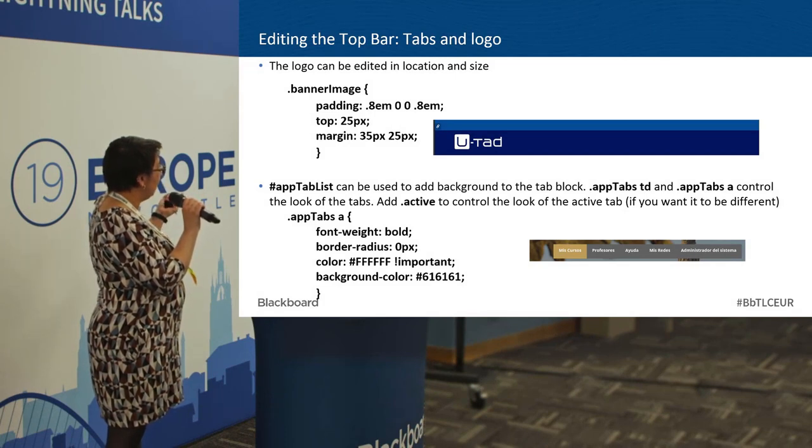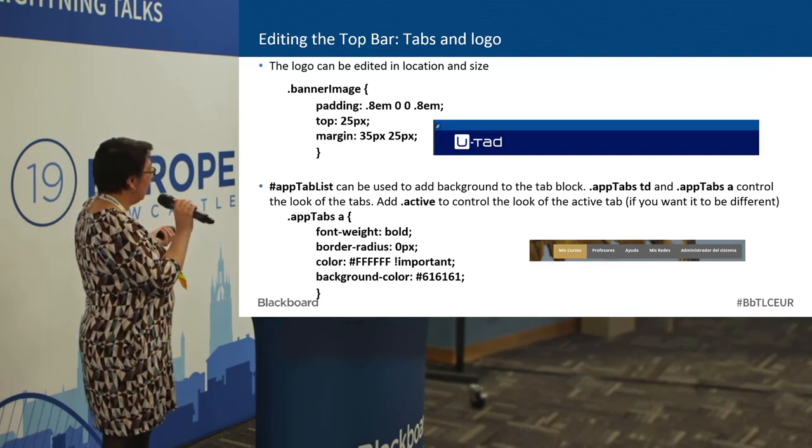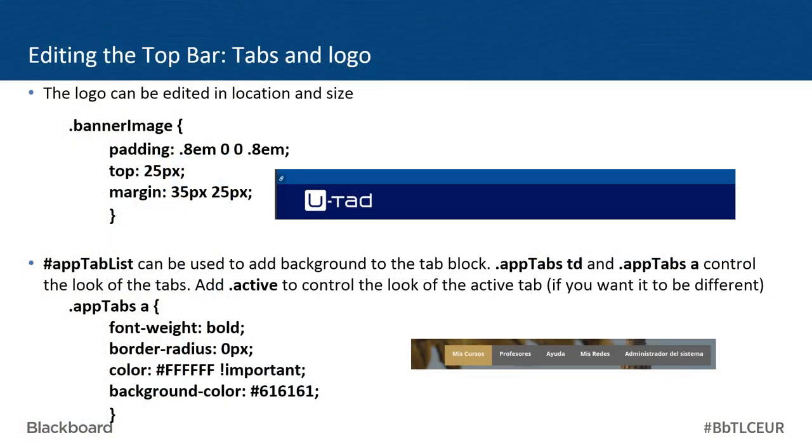We can change the tabs and the logo also. It's really simple. You can move it a little bit more inside so it's not so connected to the corner or to the top. And we can do really nice things with the tabs. For example, down there it's gray, and when you hover over it, it turns into that sand color.